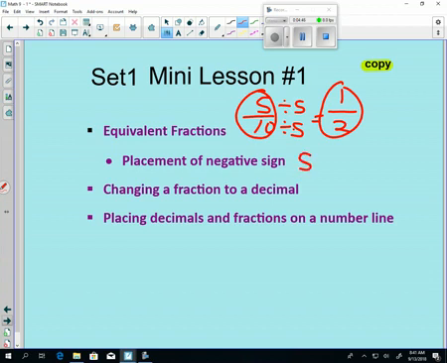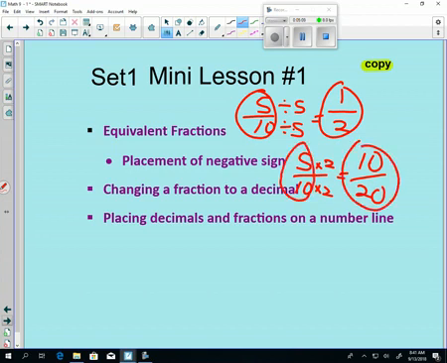If I take 5/10 and I multiply both the top and the bottom by the same number, say 2, 5 times 2 is 10, and 10 times 2 is 20. Well, then 5/10 and 10/20 are equivalent. Equivalent means they're the same. They have the same value. Okay?